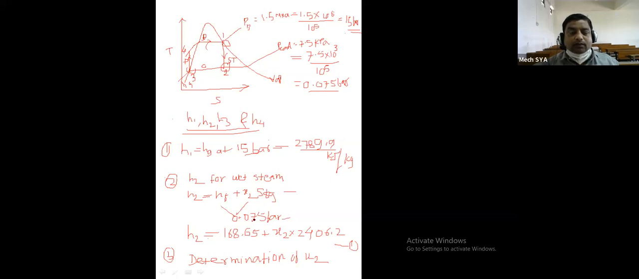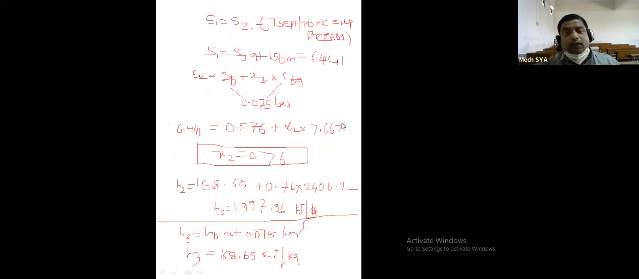Again, table number 2 we have to use. Hf and Hfg, not Sfg, it is Hfg. Hf and Hfg we have to record at 0.075 bar. In table number 2, at pressure 0.075 bar, Hf is 168.65 and Hfg is 2406.2. The x2 is not known, so this x2 we have to calculate. Determination of x2 is our next step. This equation we have written as A.